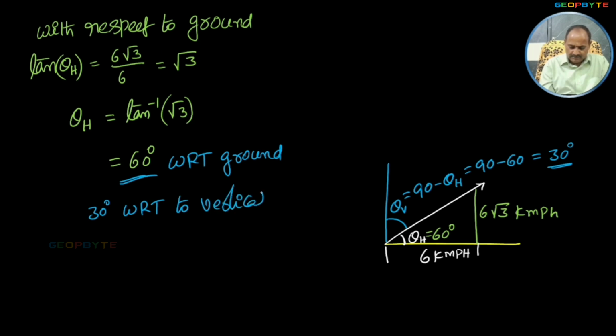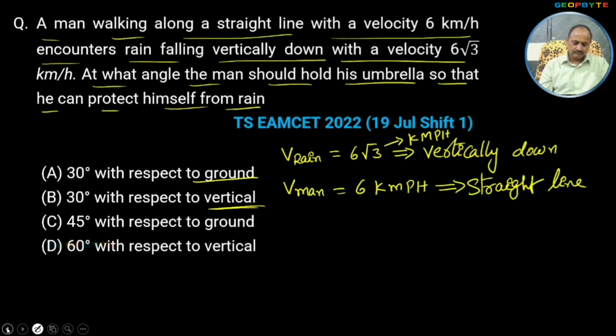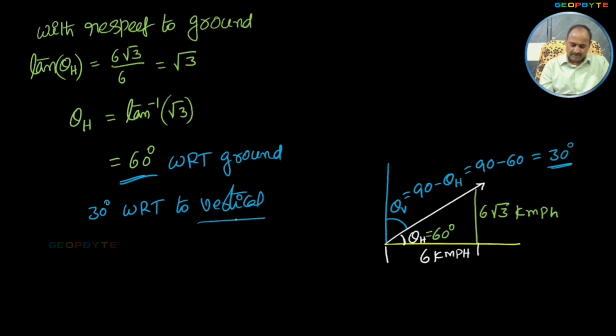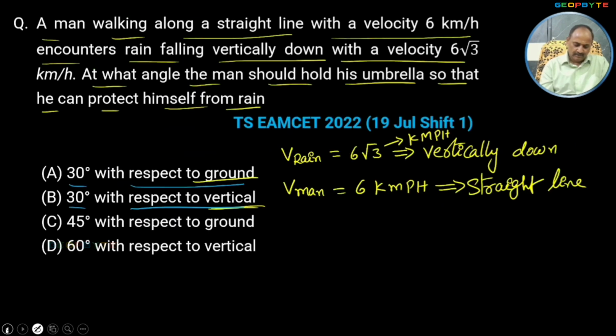Now look at the options. Option A, 30 degrees with respect to ground? No. 30 degrees with respect to vertical is absolutely correct. Option B is absolutely correct. Understood clearly? Yes. Similarly, look at another important problem.